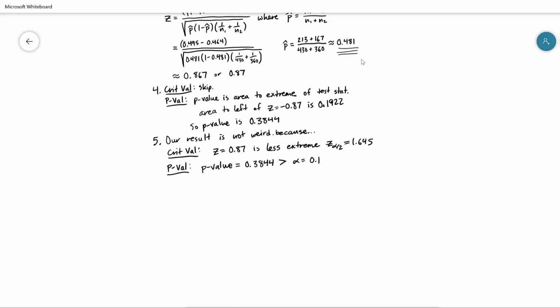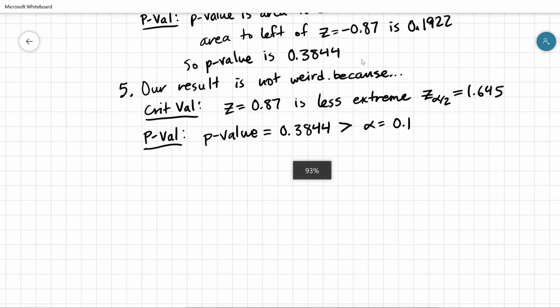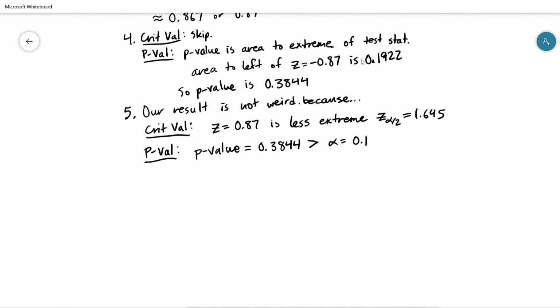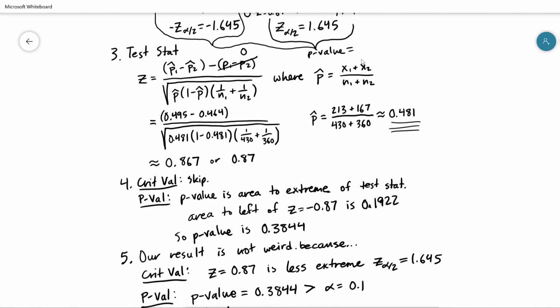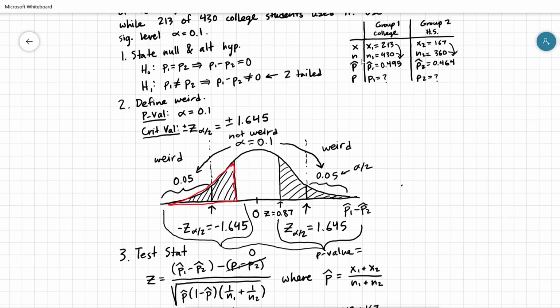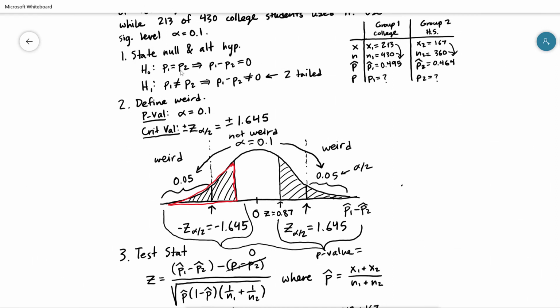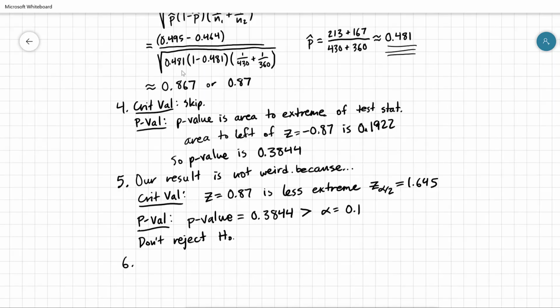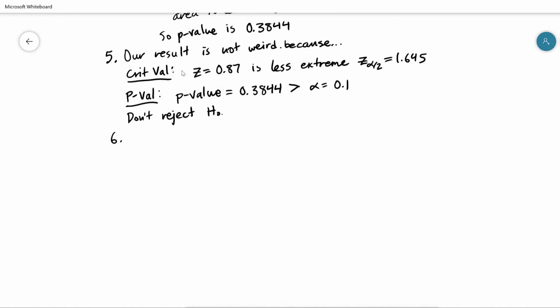So in plain English, well, we'll do this. Because it's not weird, we are not going to reject the null hypothesis. And just checking what the null hypothesis said, the null hypothesis said that it thought the two proportions were the same, and we did not find strong enough evidence to reject that notion. So what we're saying is there's not enough evidence to suggest that these two populations use Instagram at different rates. So that's how I will phrase it.